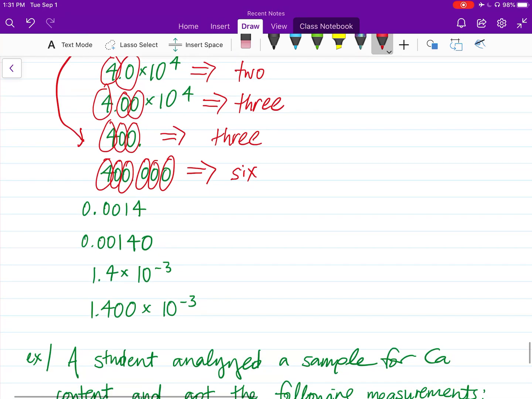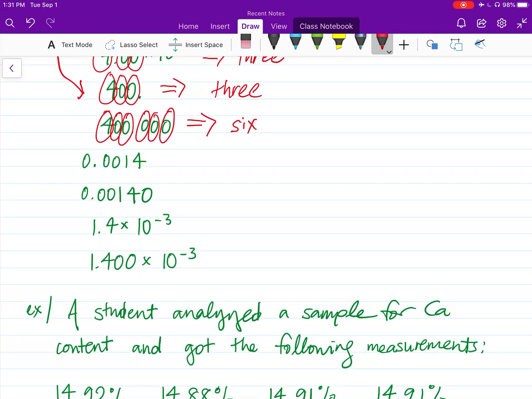Let's look at these examples of smaller numbers. So we have 0.0014. Preceding zeros are never significant. So in this case, only the 1 and the 4 are going to be significant. You could tell that by converting this number into scientific notation, 1.4 times 10 to the minus 3. That shows you with confidence that only this number and this number are significant digits. So this has two significant figures in the answer.